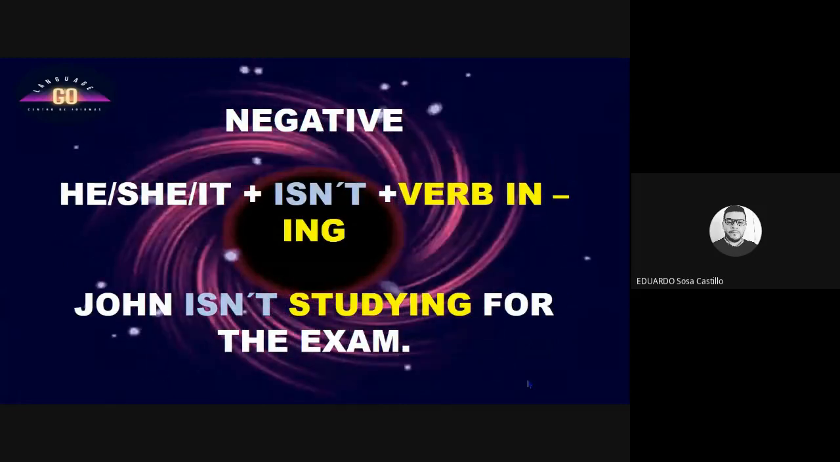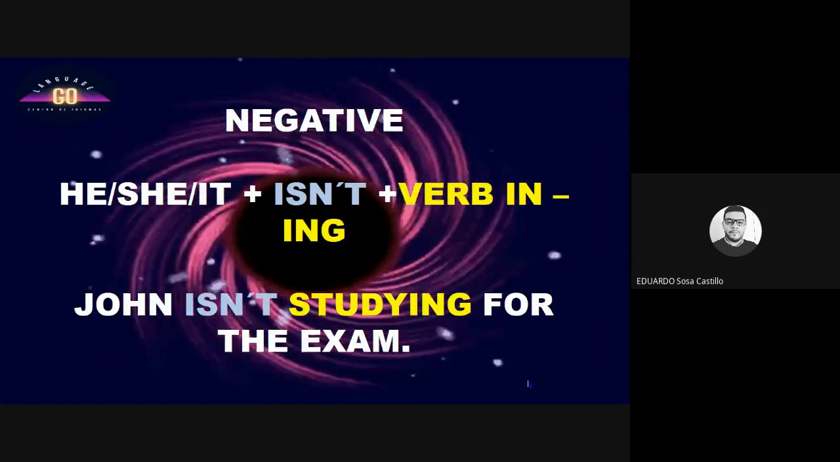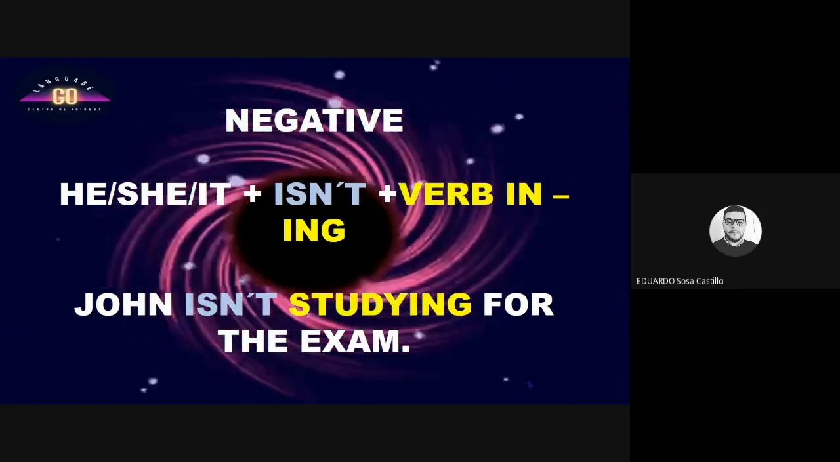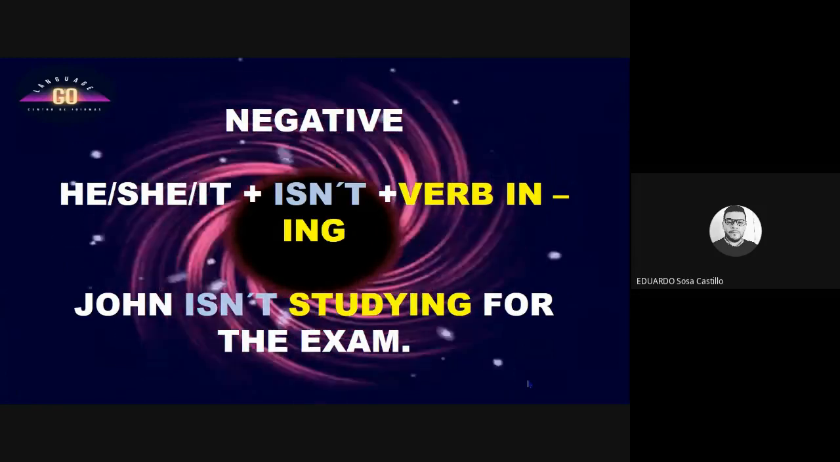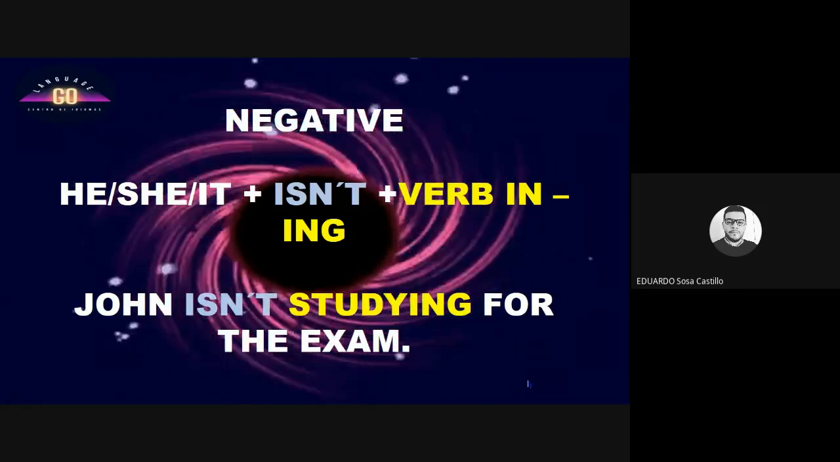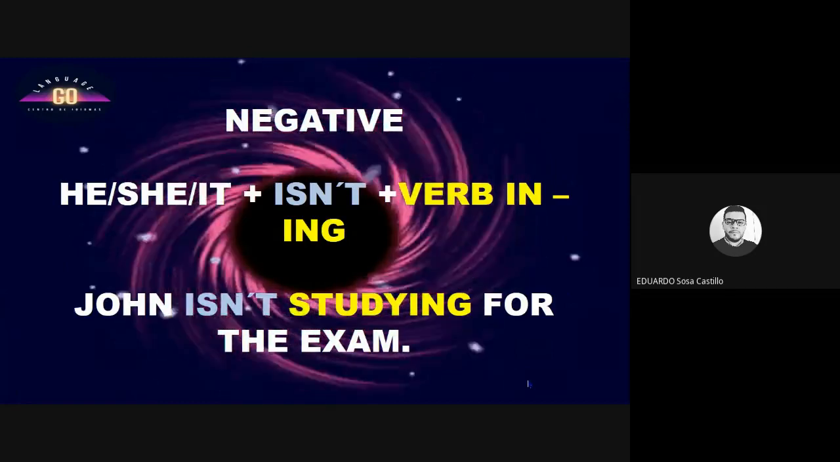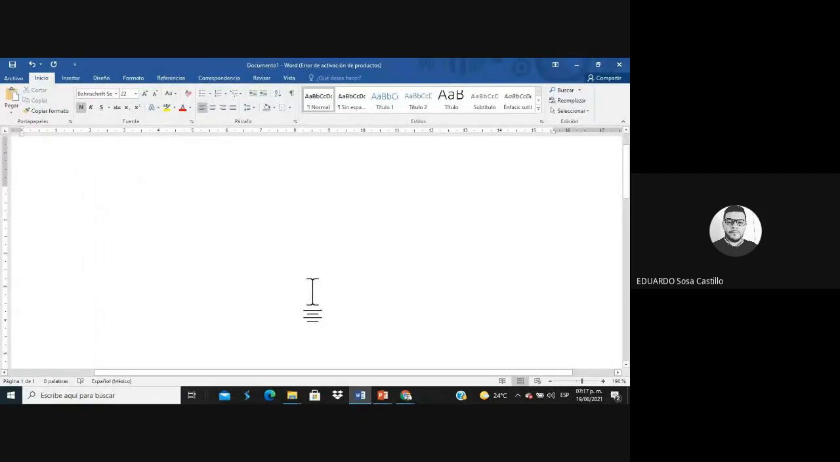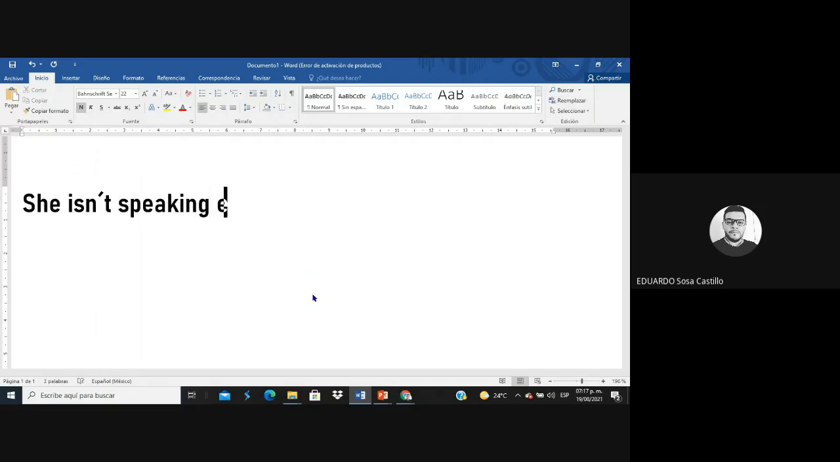And now we have the negative sentences. So we have he, she, it. I'm going to give you two options. You can use isn't or is not. Whatever you prefer, it's correct. Let me show you some cases, so that you can see how it can be used. So you can say, she isn't speaking English. That's one case.